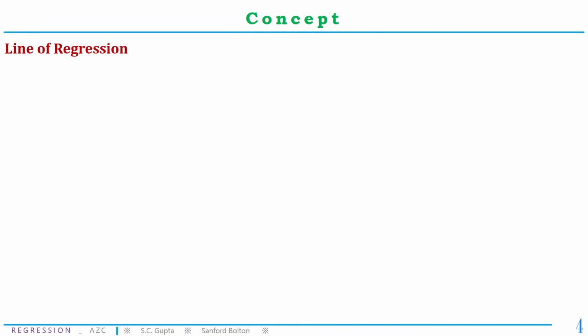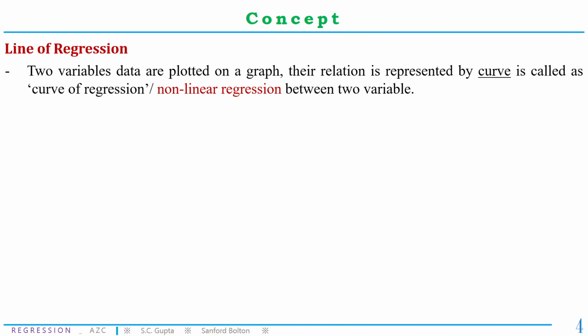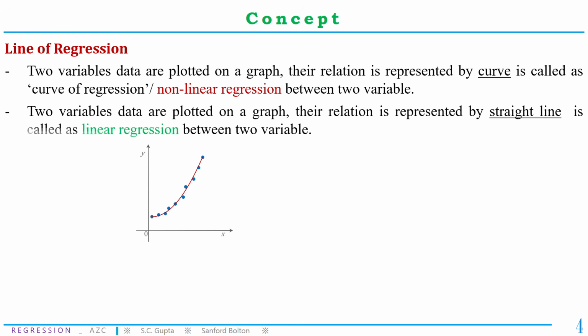Line of regression. Two variables' data are plotted on a graph. Their relation is represented by a curve. It's called the curve of regression or nonlinear regression between two variables. If two variables' data are plotted on a graph and their relation is represented by a straight line, it is called linear regression between two variables.